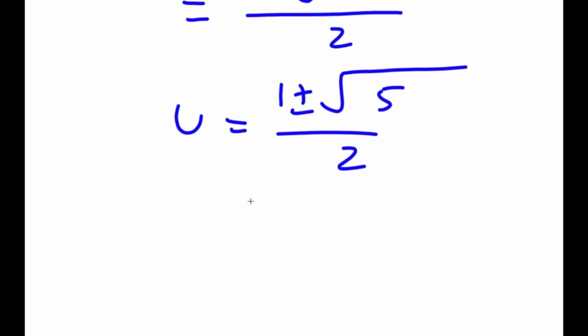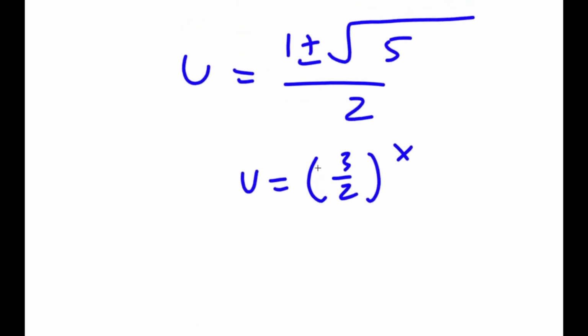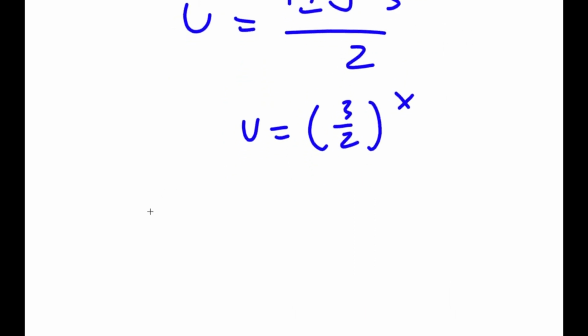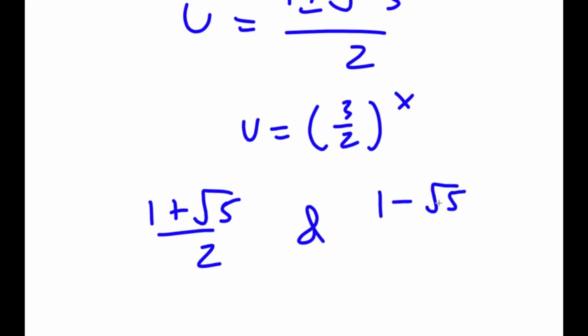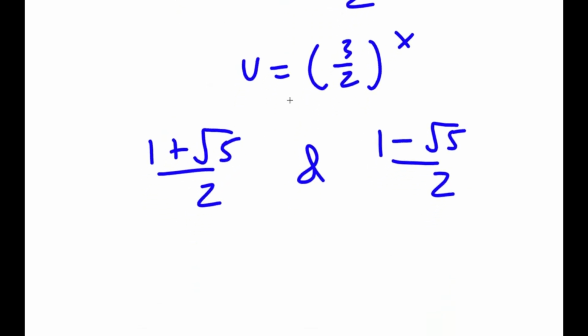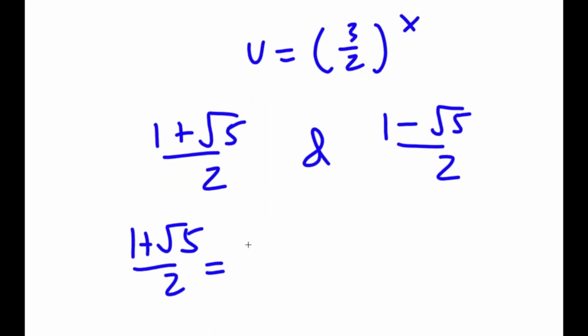Now remember, we set u equal to 3 over 2 to the power of x. So this is actually two solutions. We have 1 plus the square root of 5 over 2, and we have 1 minus the square root of 5 over 2. So let's start with 1 plus the square root of 5 over 2. So I have 1 plus the square root of 5 over 2 is equal to 3 over 2 to the power of x.